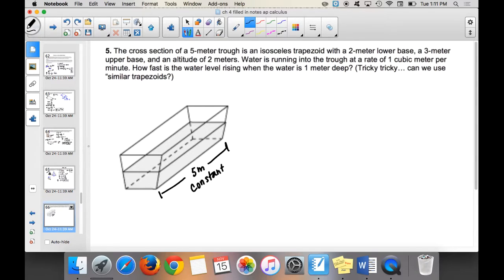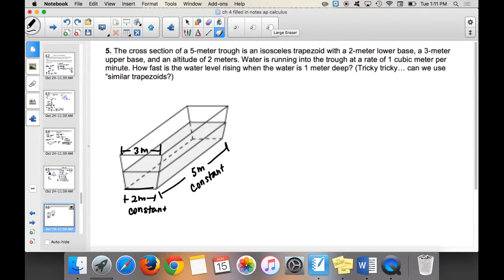All right, and then we have a 2-meter lower base. So this is 2 meters. Is that constant? Is it the same as the water? Yeah, that's constant. A 3-meter upper base. That is not constant. You guys see as the water, here's the water one, it's not the same. Julie, are you with me?